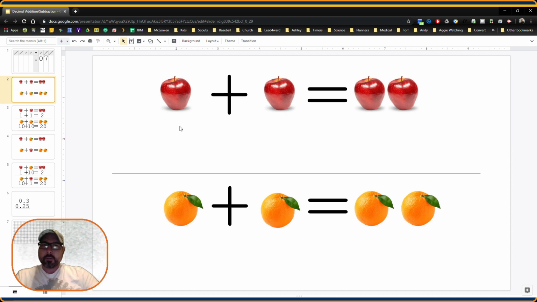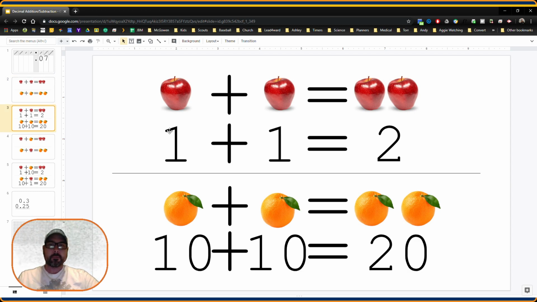Okay, let's go to this diagram here. Again, seems very simple. We have apple plus apple equals 2 apples, right? Orange plus orange equals 2 oranges. Nothing new here. Now, if we assign value here, if an apple's worth 1 and an orange is worth 10, well, then 1 plus 1 apple is going to equal 2 apples. If an orange equals 10, then 10 plus 10 is equal to 20. Again, pretty straightforward. Apples and oranges are not the same thing.